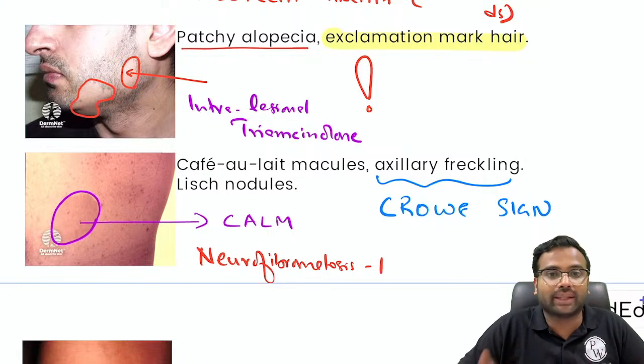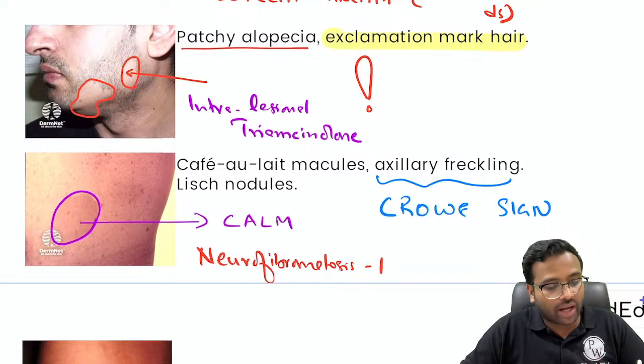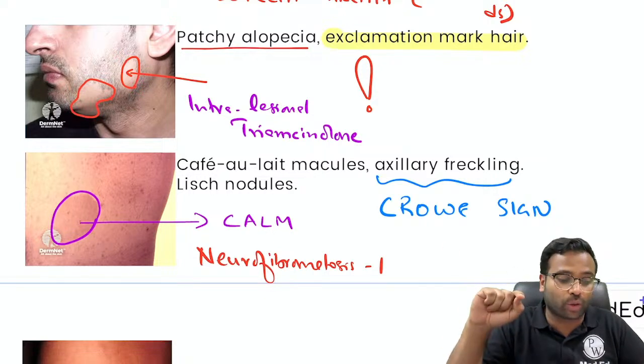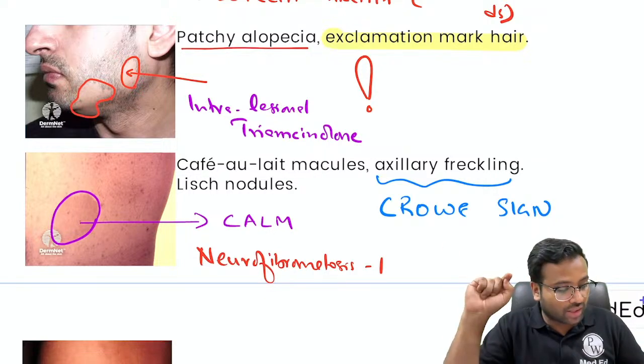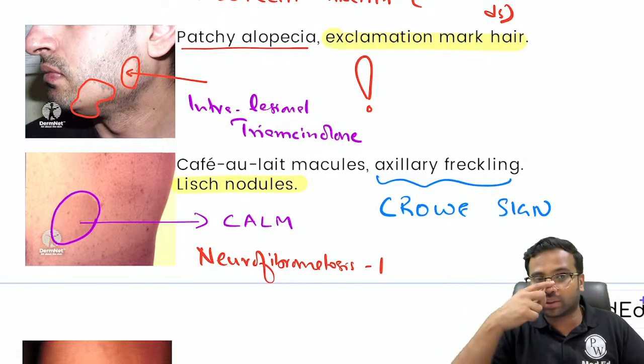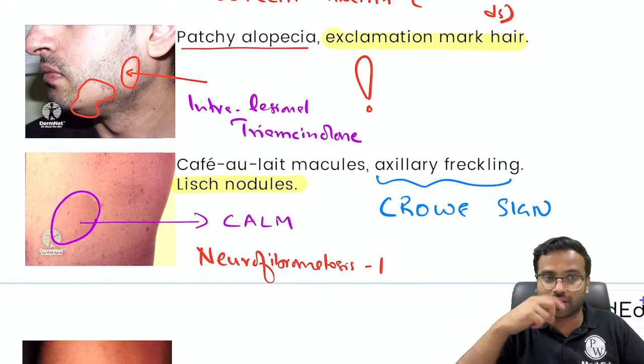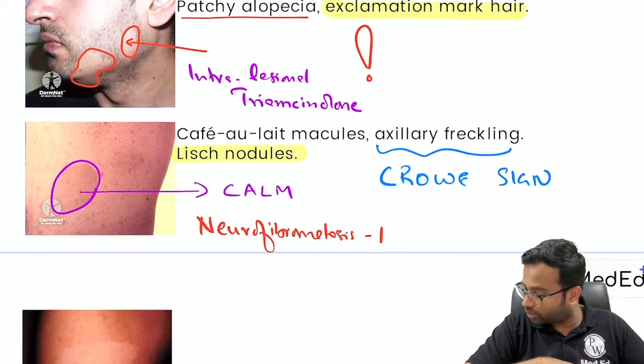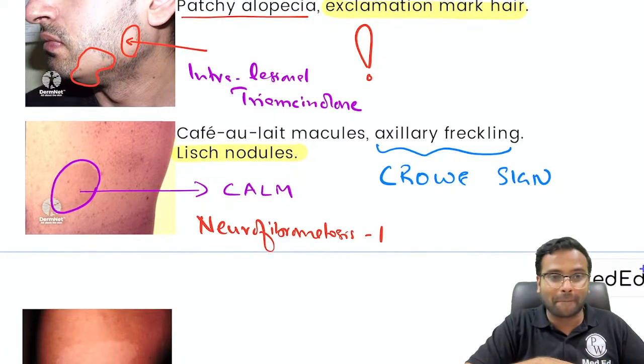And please remember, in the last FMGE exam, they asked you what is the ophthalmologic manifestation of neurofibromatosis. The right answer was Lisch nodules, isn't it? Iris hamartomas. So that is the ophthalmology manifestation that you can see in neurofibromatosis. Shall I move further?